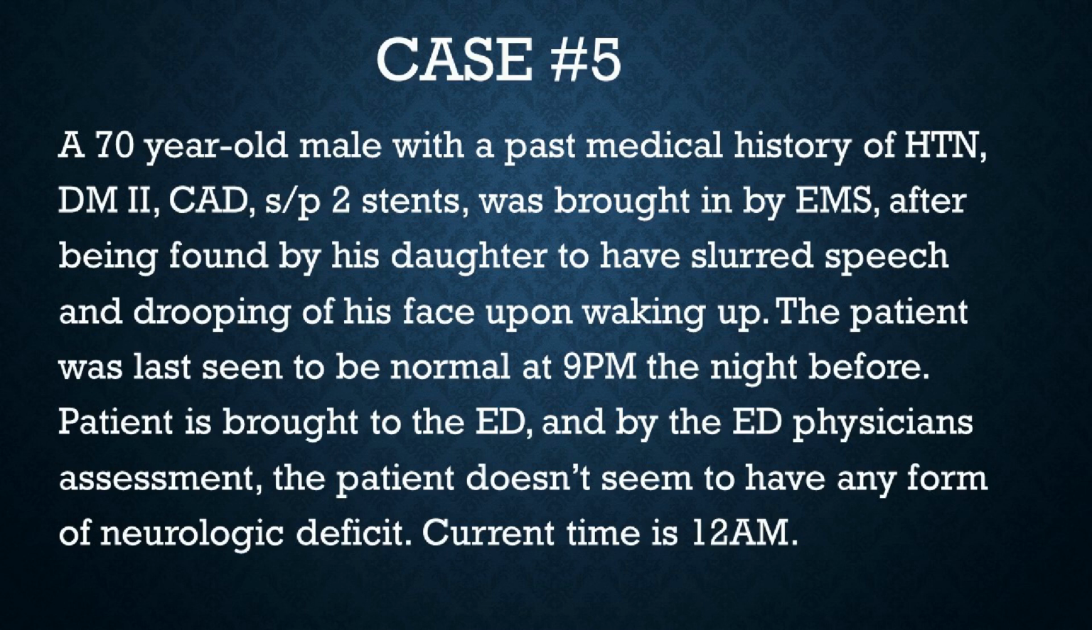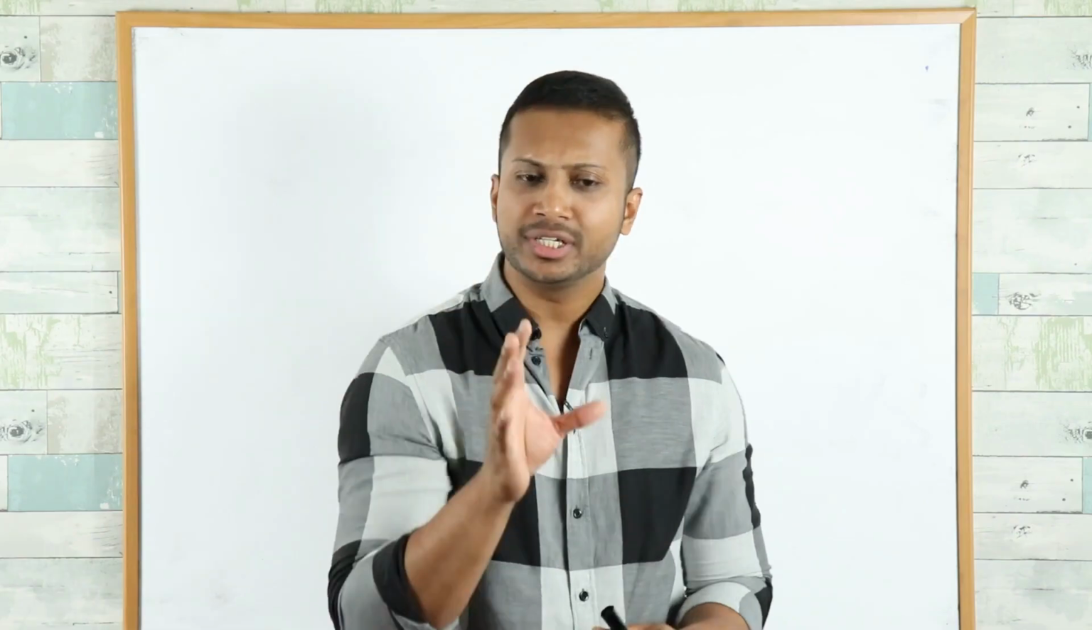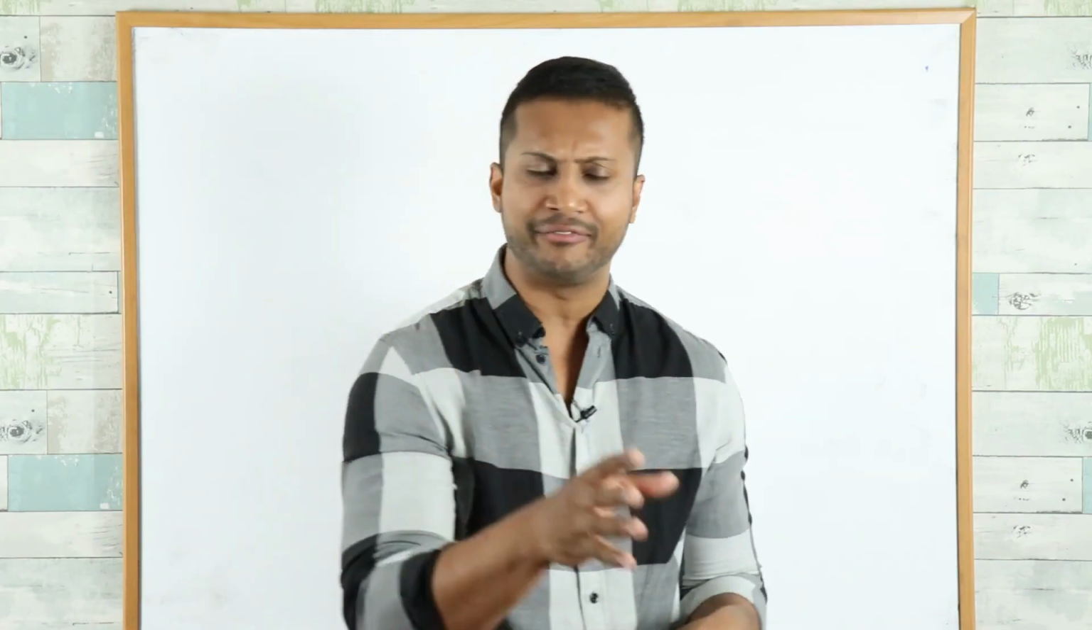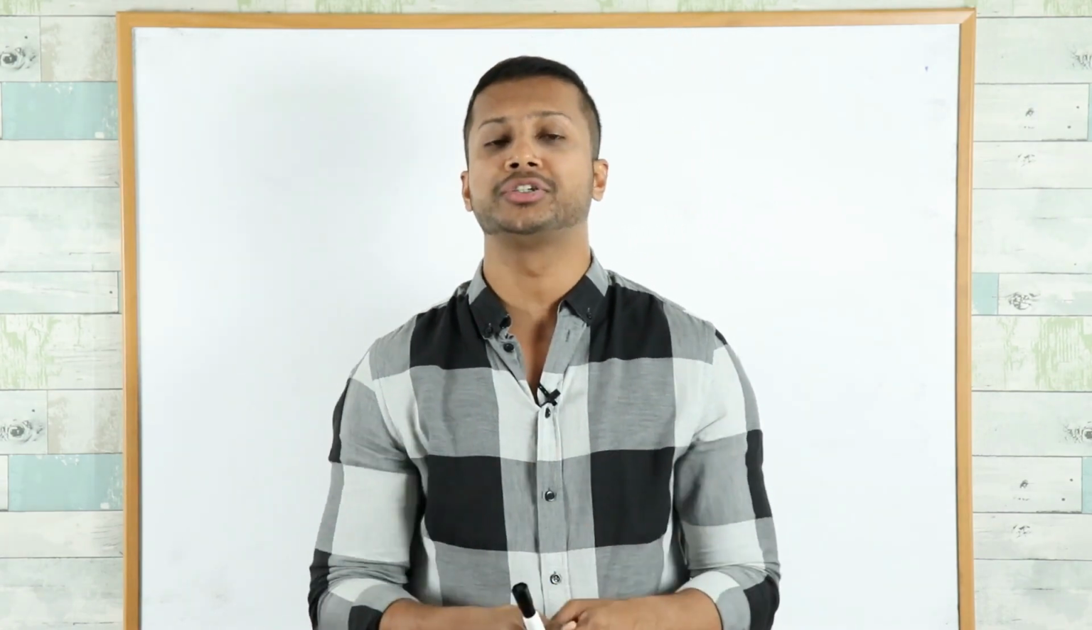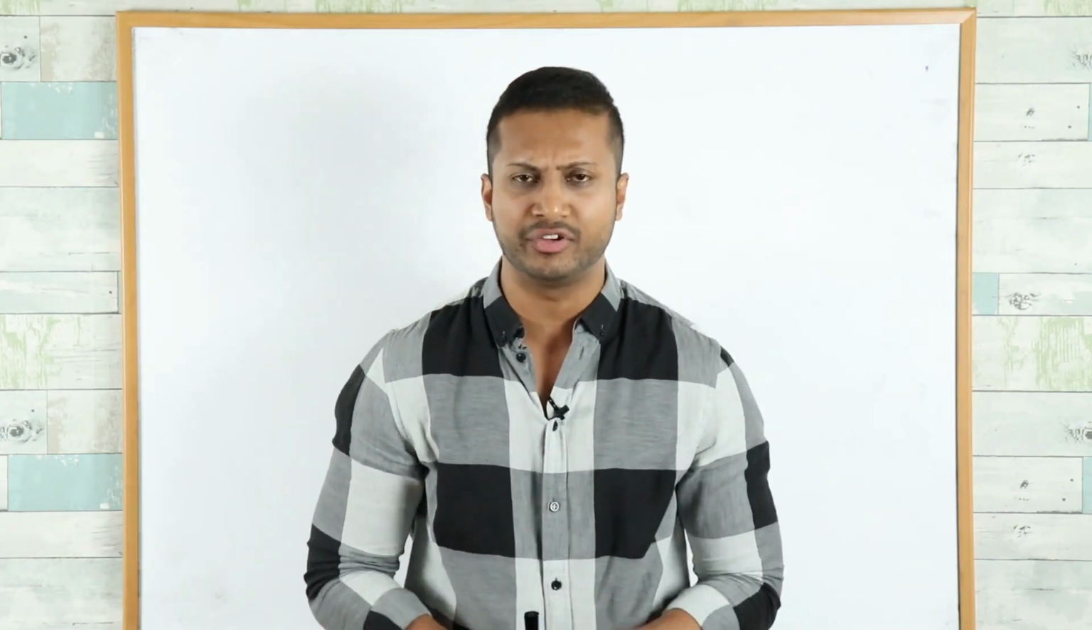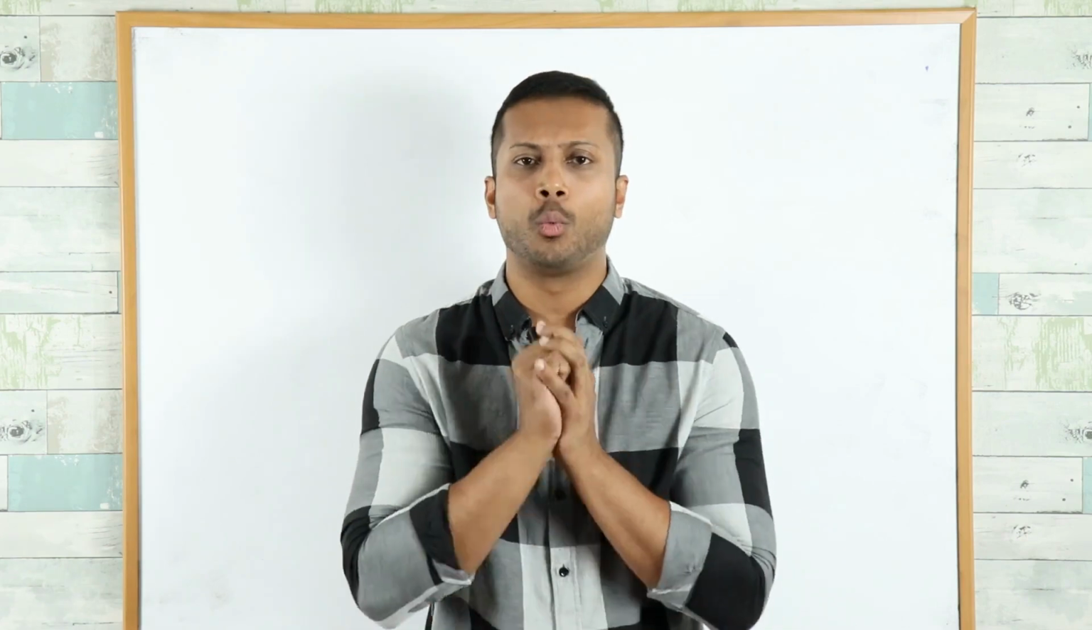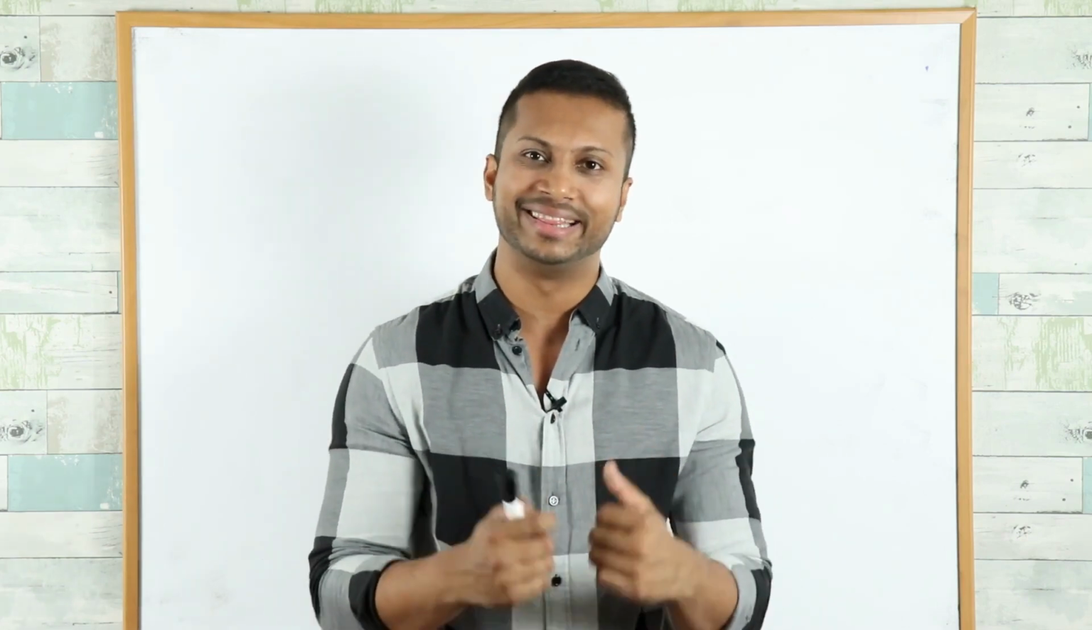The current time is 9 a.m. The patient did have some form of neurologic deficit. He had slurred speech. He also had a facial droop that was noticed by the daughter. But the patient's here now and the ED physician tells you that the patient does not have any neurologic deficit. By definition, what is this? What are you going to call this?